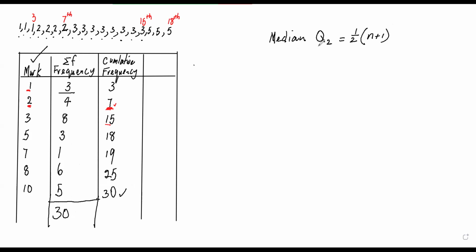So it's a half N plus 1. That's a formula you just have to know. The median mark is equal to a half N plus 1. Somebody work that out for me? Just tell me how much you'll get. 15.5.